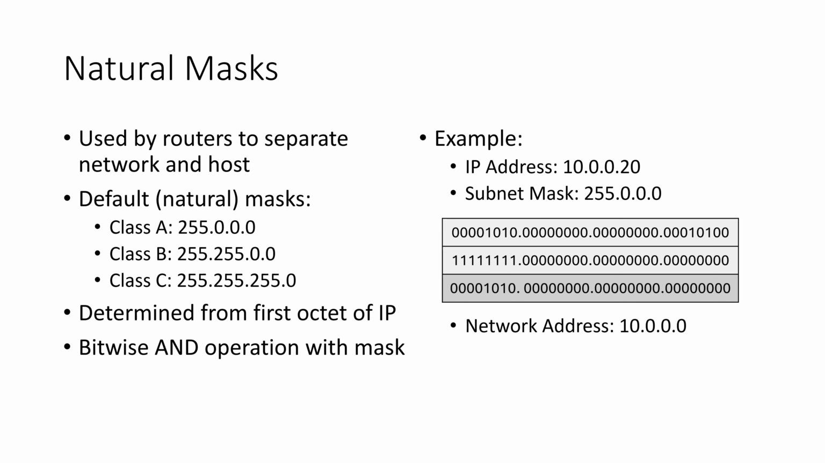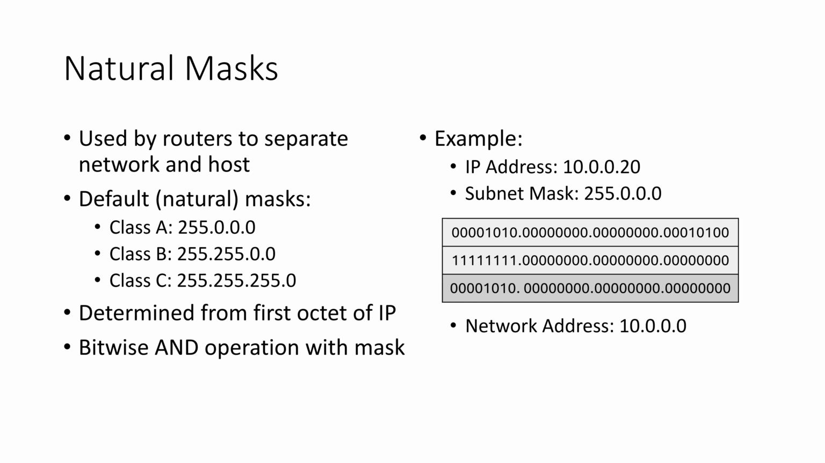Now, by default, every IP address has a natural mask. Routers use this to split an IP address into its network and host portions, and the default masks are 255.0.0.0 for class A, 255.255.0.0 for class B, 255.255.255.0 for class C. Now, how does a router decide which one to use? It does this by looking at the first octet of the IP address. If it's between 1 and 126, it's a class A address. Between 128 and 191, class B, and so on.